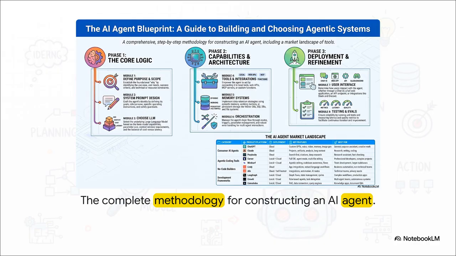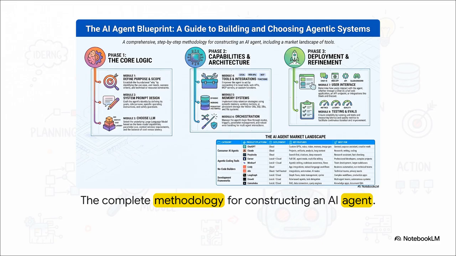What we have here is the comprehensive, step-by-step methodology for constructing an agentic system. It's kind of like a mountain we're about to climb. And as you'll see, it's broken down into 3 distinct phases. Phase 1 is the core logic. Phase 2 covers capabilities and architecture. And Phase 3 tackles deployment and refinement.